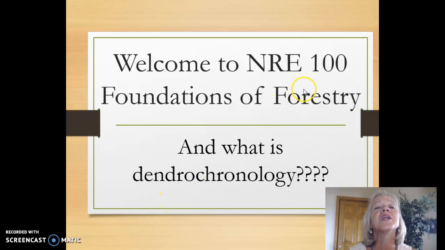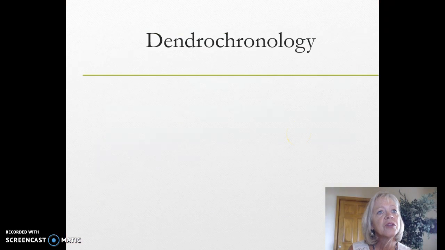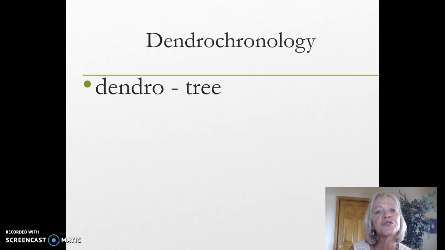Welcome to Forestry NRE 100, Foundations of Forestry. And the first question I have for you is, what is dendrochronology? So if you break that word down, you will have the definition. It's kind of like medical terminology where you learn all these words and then you can define things on your own. So dendro stands for tree.